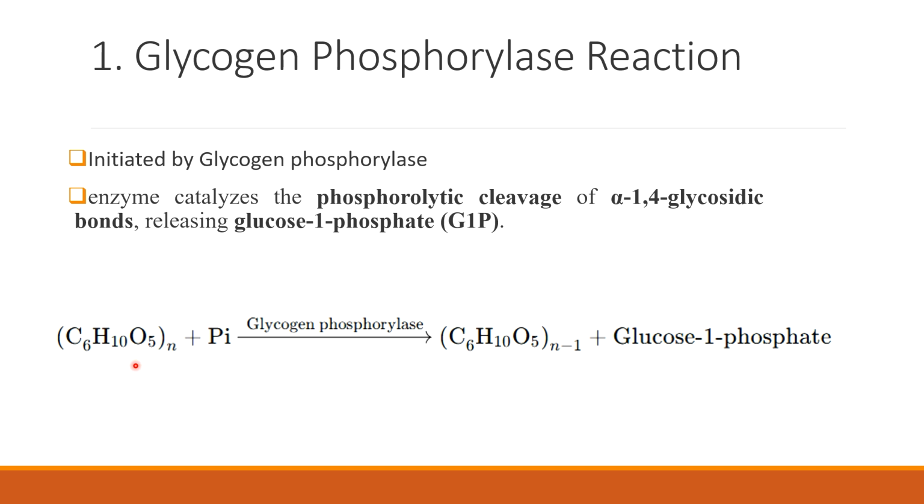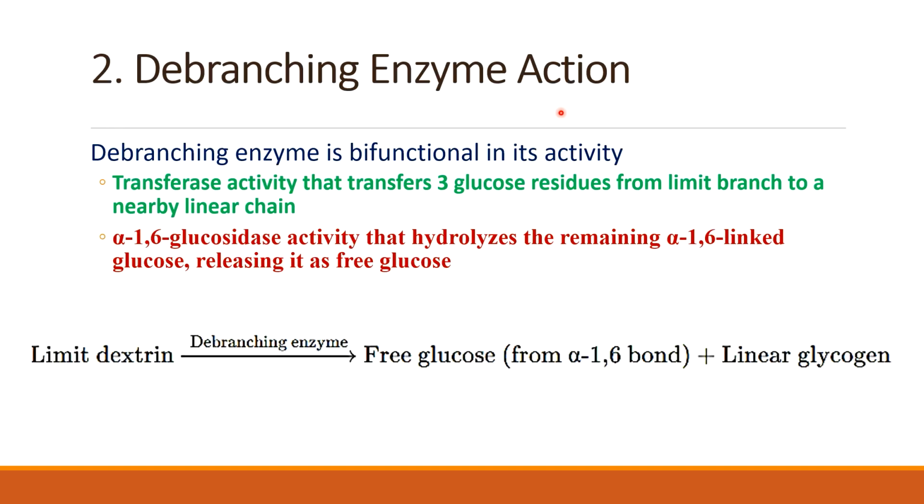So here, say for example, this is the glycogen molecule. One glucose molecule is released as glucose 1-phosphate, leaving a glycogen which is N-1. This is the first step. Next comes the role of the debranching enzyme. Here at the branch points, this enzyme comes into play. It is a bifunctional enzyme. It has a transferase activity as well as alpha-1,6-glucosidase activity.